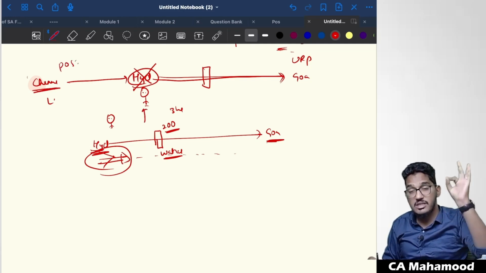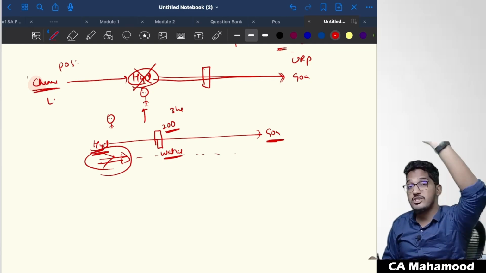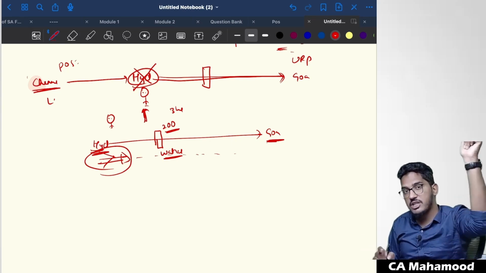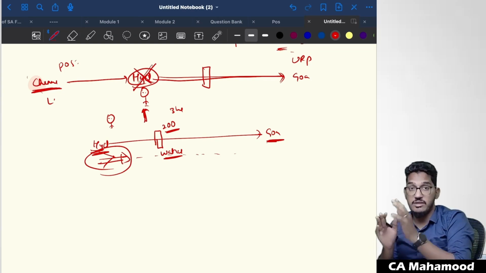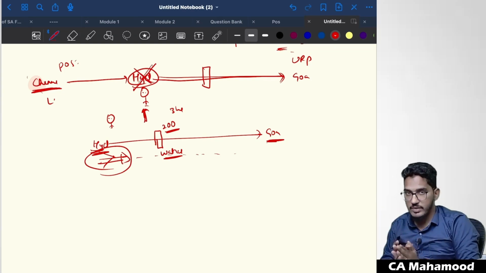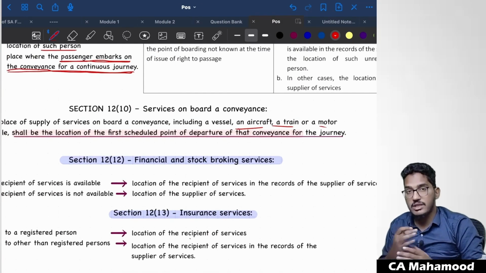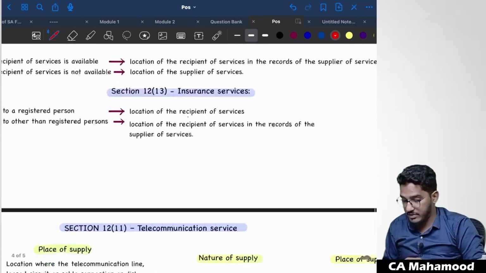In case the services are provided on board a conveyance, the place of supply is going to be the first scheduled point of departure, not the place where you have boarded. See, you might have boarded in Hyderabad, but for this flight journey, what is the first scheduled point of departure? Chennai. The place of supply will be Chennai, not the place where you have boarded. Clear? So very important point. This is what is given in 12 subsection 10, which talks about how to determine place of supply in case of services on board a conveyance.